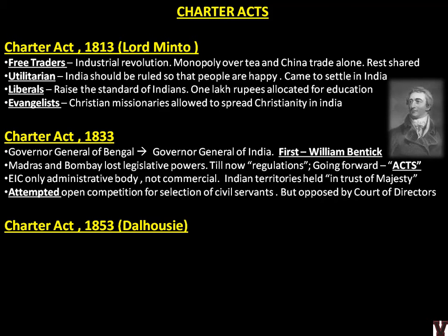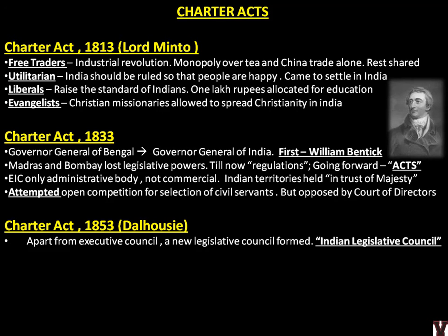If you remember, this is the time when the doctrine of lapse and all the important activities in India happened, like the development process: railways, telegraph, stamps or letters. All these things happened during this time. So you should know that in 1853 it was Dalhousie, and this is the time when civil services will be happening for the first time. We'll see details.